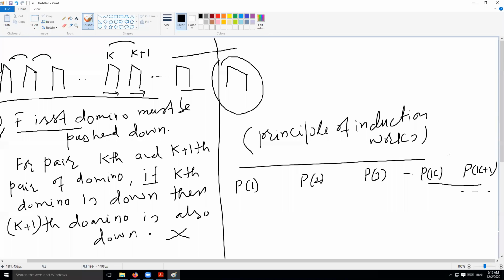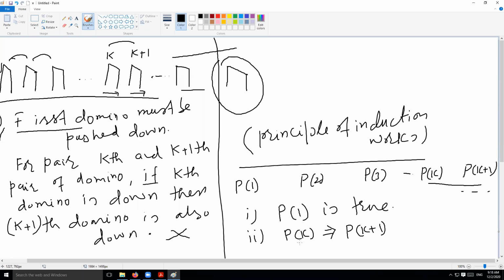Okay, so this is a general representative of all pairs actually. So the principle of induction says that if P of 1 is true, if the statement about 1 is true, the P of 1 should be true. And the second thing is that if P of k, the statement about the natural number k is true, then the P of k plus 1 must also be true.